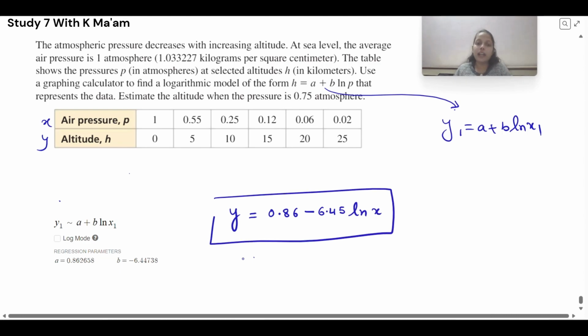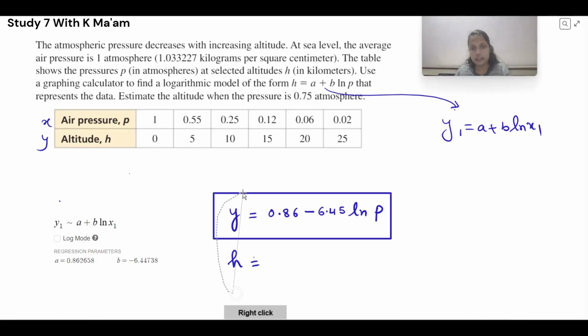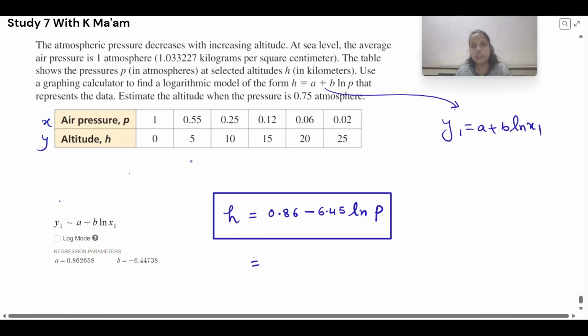So this is the logarithmic model. And from here we have to calculate the altitude when the pressure is 0.75. This is p and this is h. So substitute p as 0.75, remaining terms as they are. What will you get? It's approximately 2.7. The units are kilometers. So the height is 2.7 kilometers.